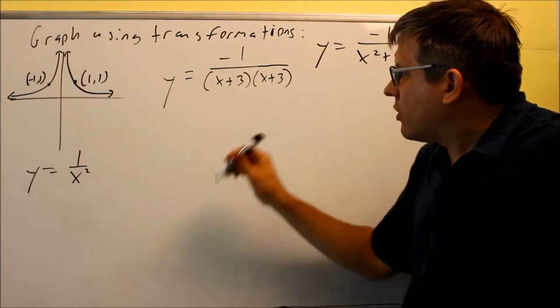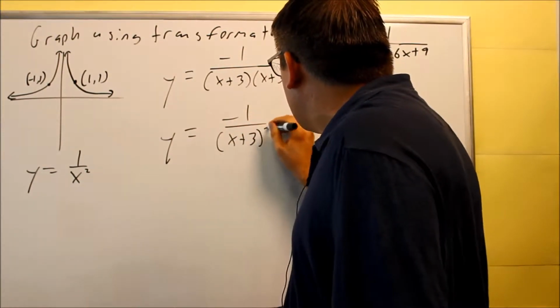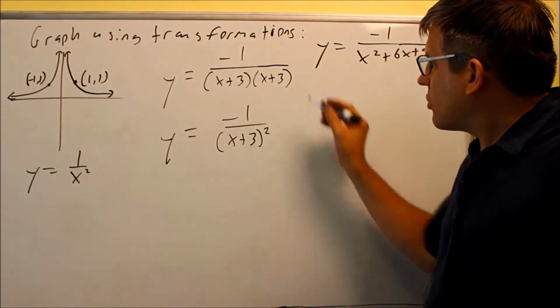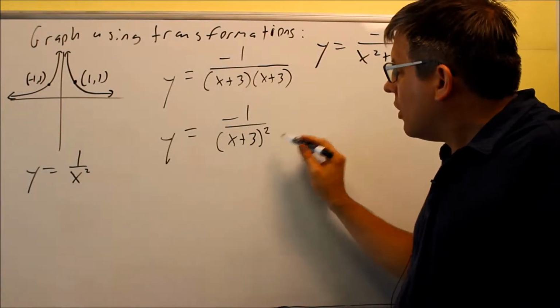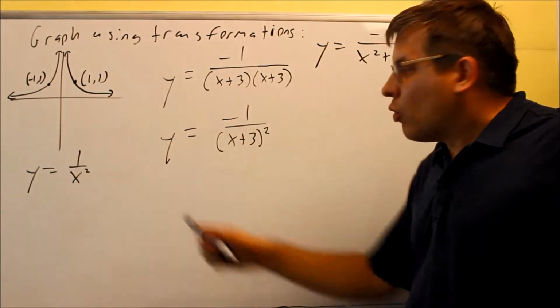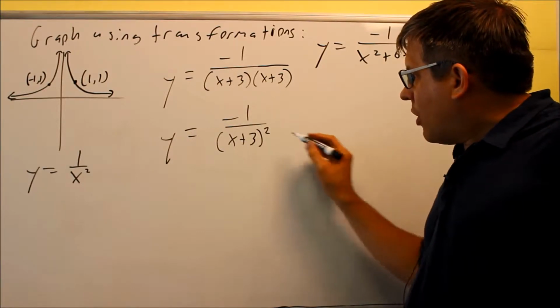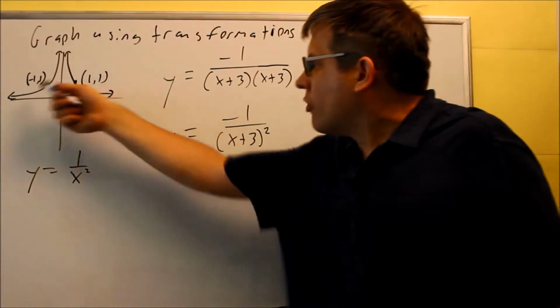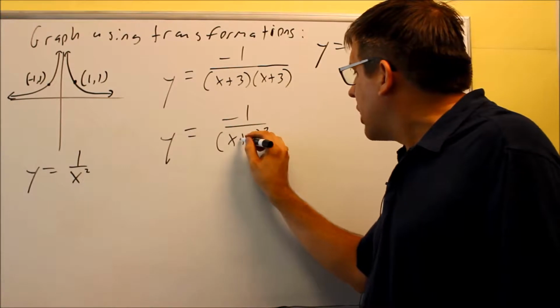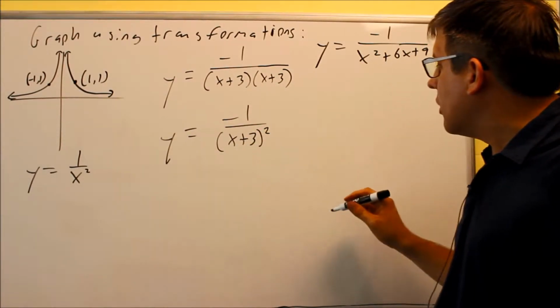Still doesn't quite look like that, so I do want to do one more step. I want to write it as x plus 3 quantity squared. So there's a square in there because I have two of them. And you want to write it like the square because then that way it looks like this one, 1 over x squared. So now what I have going on here is a movement. It's going to move 3 places over to the left because I've got a plus 3, and it always moves opposite direction of what I have inside here.